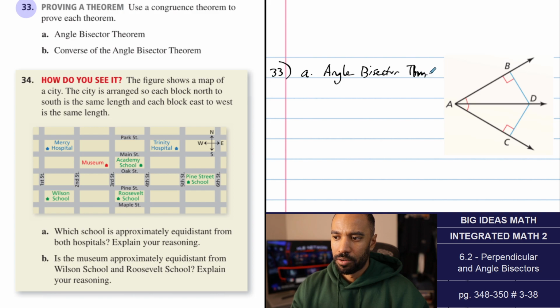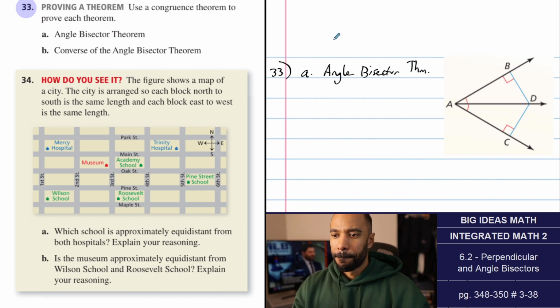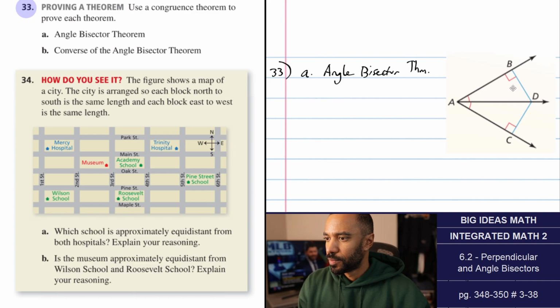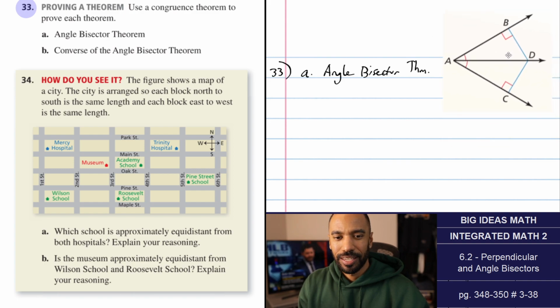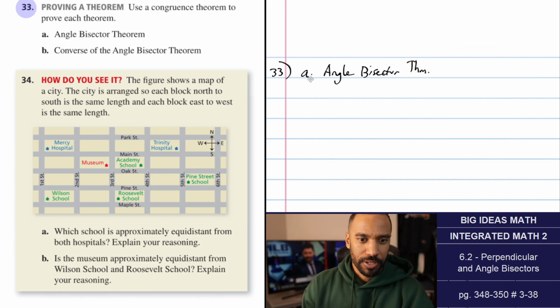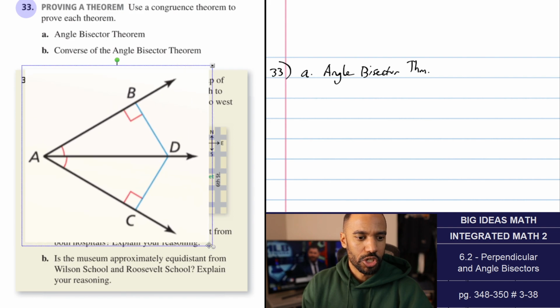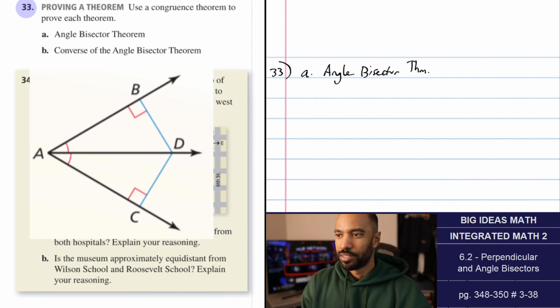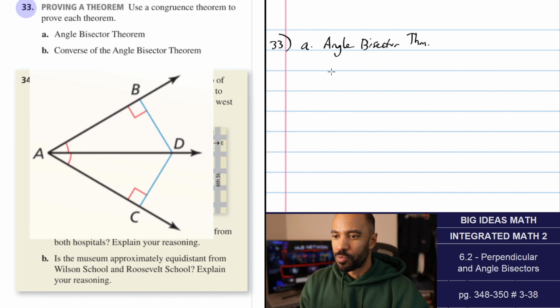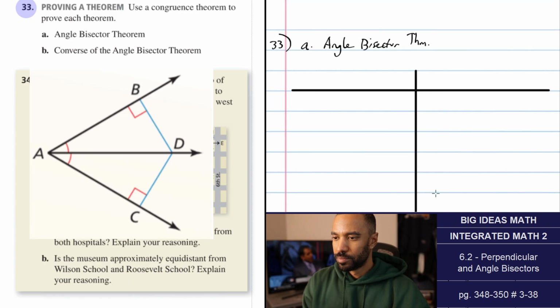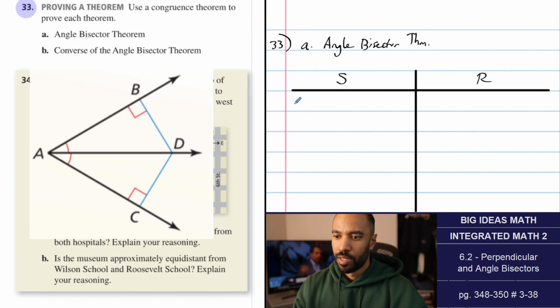All right, so we have some givens. Gotta figure out where I want to put this. Oh, let me put this over here. Let's just put this here. All right. Statements and reasons. Here we go. Statements, reasons. Okay. Couple givens.